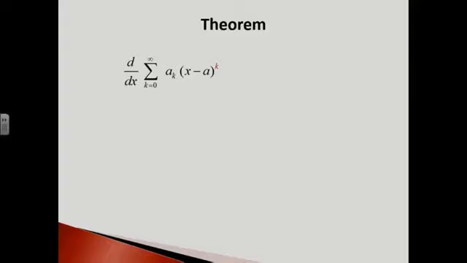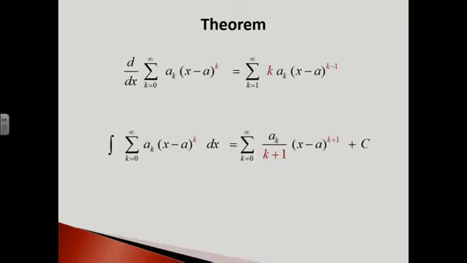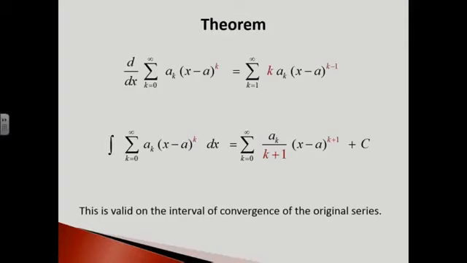Given the power series sigma of a_k multiplied by x minus a to the power of k, it can be differentiated term by term to obtain the derivative as sigma of k multiplied by a_k multiplied by x minus a to the power of k minus 1. It can also be integrated term by term. The integral is sigma of a_k divided by k plus 1 multiplied by x minus a to the power of k plus 1, plus c. These procedures are valid on the interval of convergence of the original series.